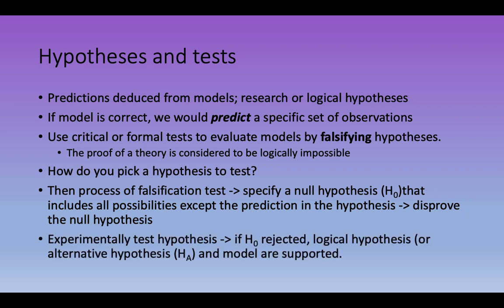In that process, if we're testing this experimentally, we would reject our null hypothesis, and then our alternative hypothesis would be supported, as well as the model that it came from. So it's this process by which we're looking to reject the null hypothesis. And if we can't reject the null hypothesis, then we are not necessarily finding support for our alternative hypothesis or model. So falsification is a really important concept and approach in the scientific method.